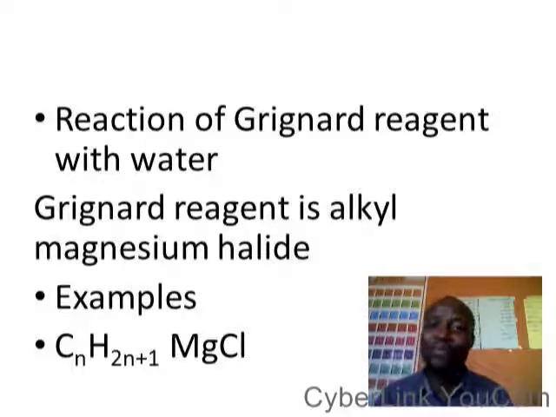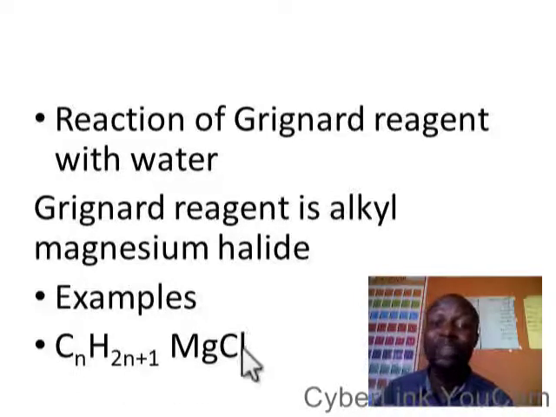Now, the third method of preparing alkane is using Grignard reagent. What are Grignard reagents? Grignard reagent is alkyl magnesium halide. I have done a video on alkyl and alkane. Please, you have to go and watch that to understand this better. Now look at this, the general molecular formula of alkyl, CnH2n+1.